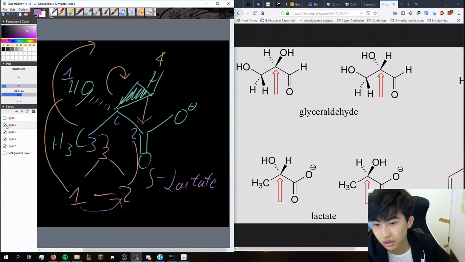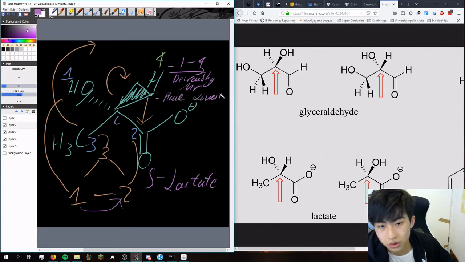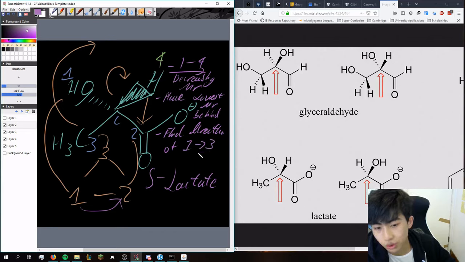I think that's about it. As long as you remember to order them 1 to 4 on decreasing MR, place the lowest MR behind, and find the direction of 1 to 3 with 2 in the middle. That will always be either clockwise or anti-clockwise. You'll always get an answer with it being R or S.